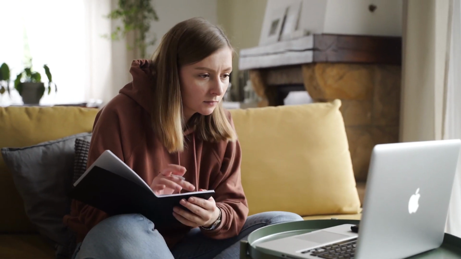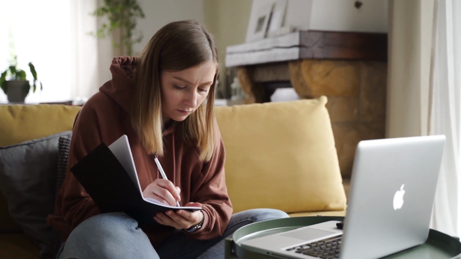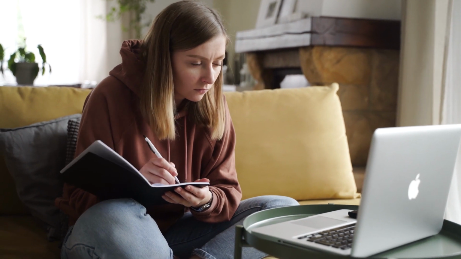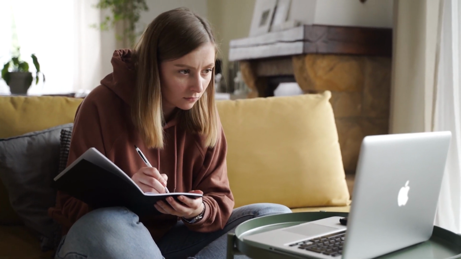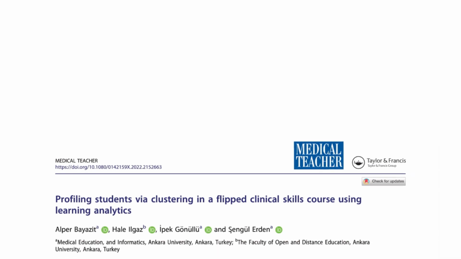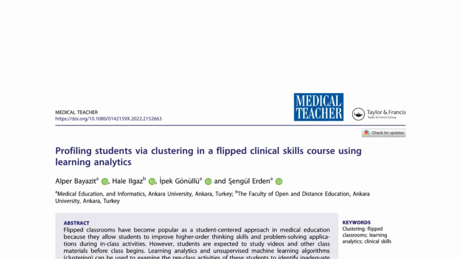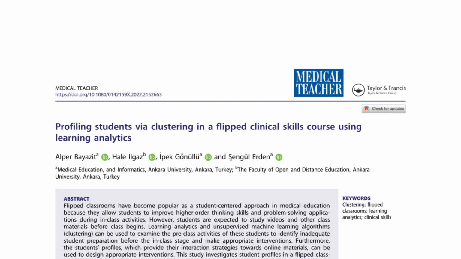However, it's crucial for students to study before attending class. In a large group, how can we easily differentiate students who studied and who did not before the class? A group of researchers from Turkey used machine learning techniques to profile students in a flipped classroom, considering their data on a learning management system.